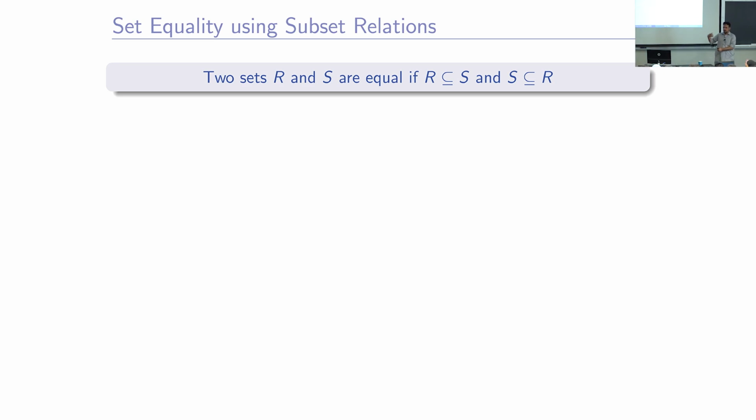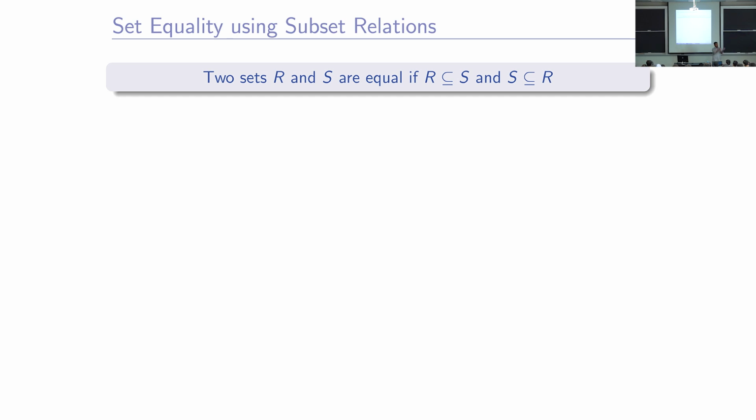So the next definition, and this is a very clear definition of sets being equal, and this is what is most widely used in practice. We say that R is equal to another set S if R is a subset of S and S is also a subset of R. Okay? R is a subset of S means whatever element is in R is also in S.